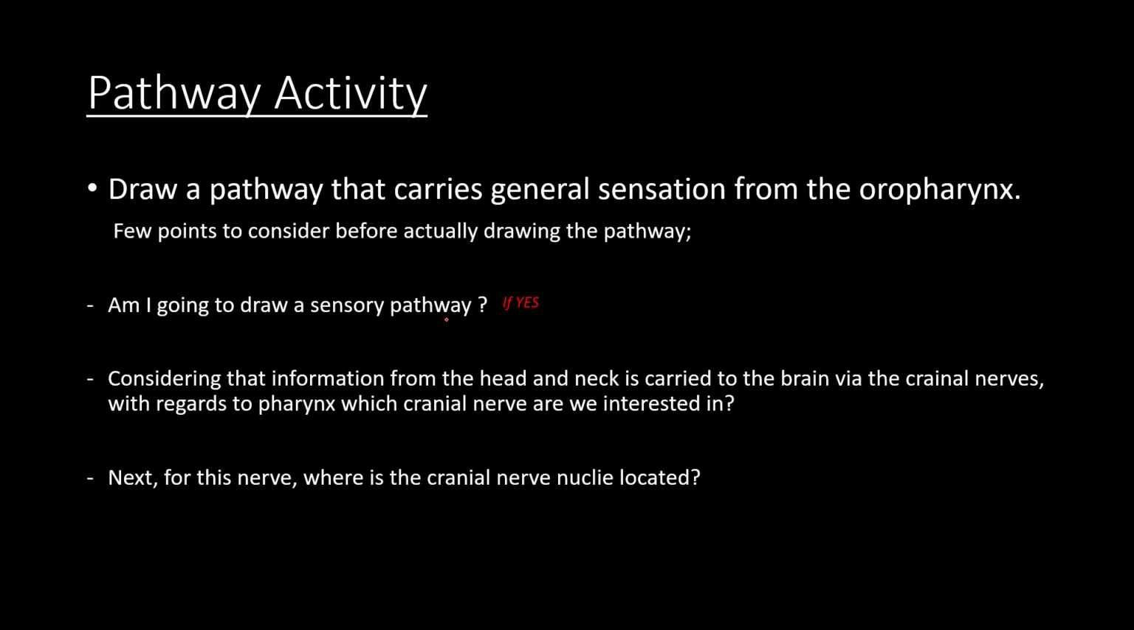If yes, then considering the information that you have from head and neck, that the sensation from the head and neck is carried via the cranial nerves, thinking about general sensation from the oropharynx, it is carried through the glossopharyngeal nerve. If we are talking about the glossopharyngeal nerve, the next thing is we have to consider where the cranial nerve nuclei for the glossopharyngeal nerve are located. This is the 9th cranial nerve, and it emerges out through the medulla, and therefore the cranial nerve nuclei would lie in the medulla.